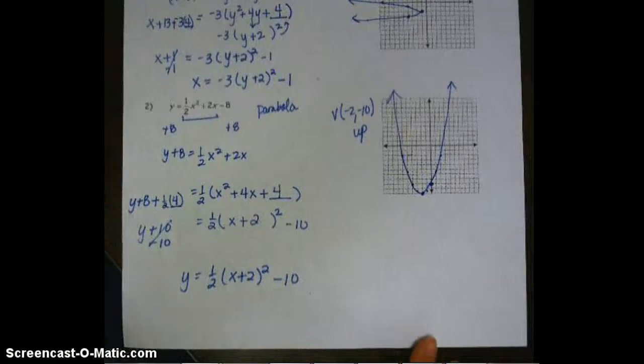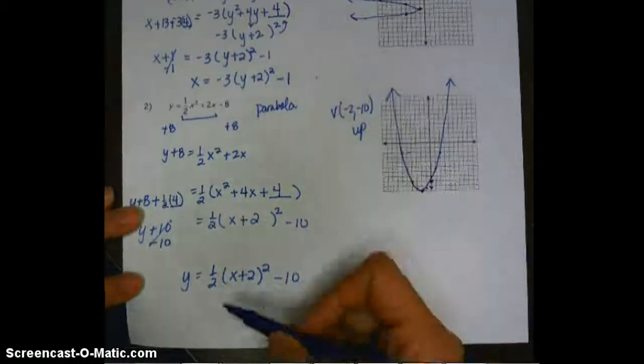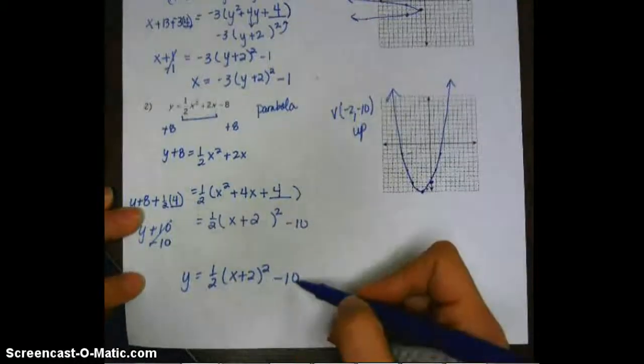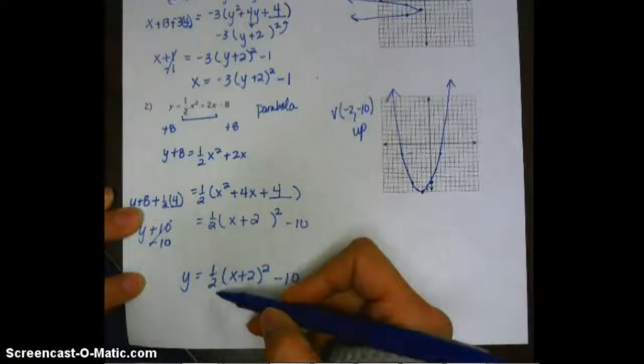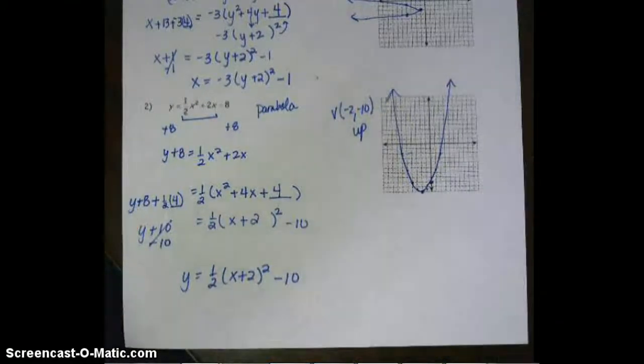Okay, so check your work. We grabbed our vertex from the h, k values. Our scale factor was positive 1/2, so that meant my parabola was facing upward.